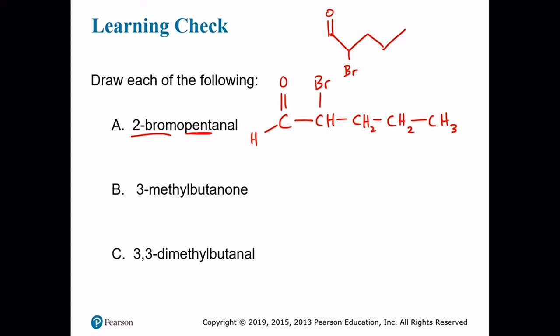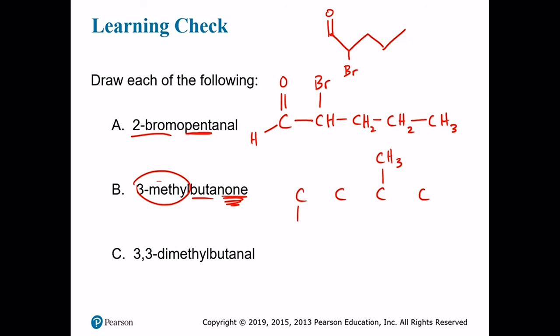For B, you have 3-methylbutanone. So here you have a butane chain, so let's start with a 4-carbon chain. And you need to make this a ketone. But you'll notice that there's no number for the ketone, right? We know that there's a methyl group on the 3rd carbon, so assuming counting left to right, 1, 2, 3, this would be a methyl group here. But where do I put the ketone?